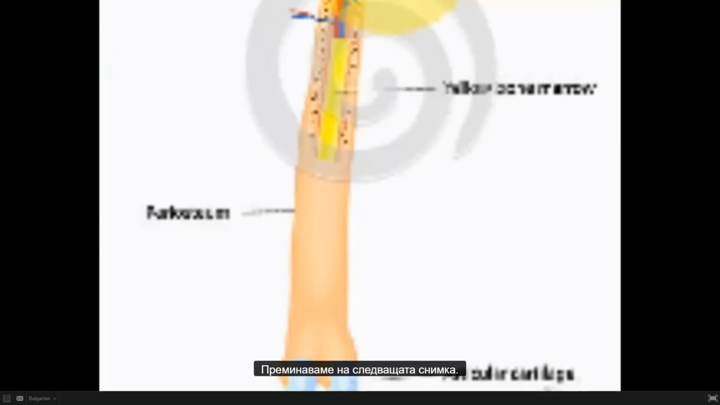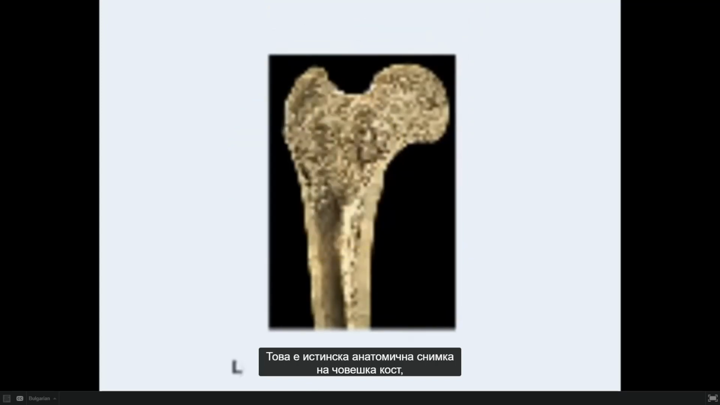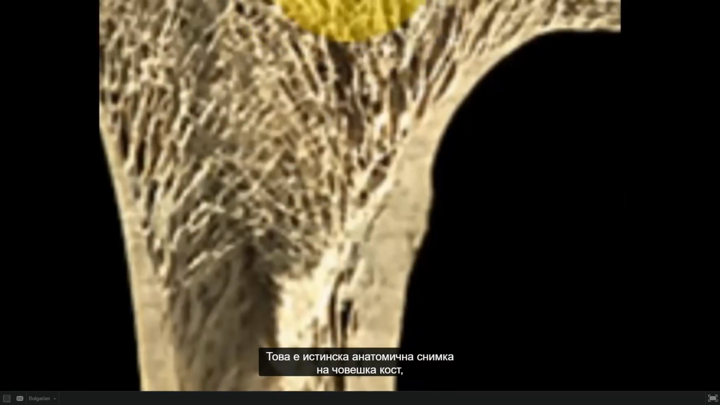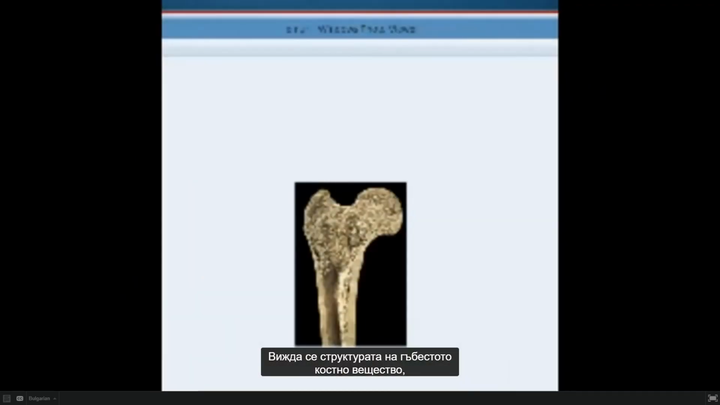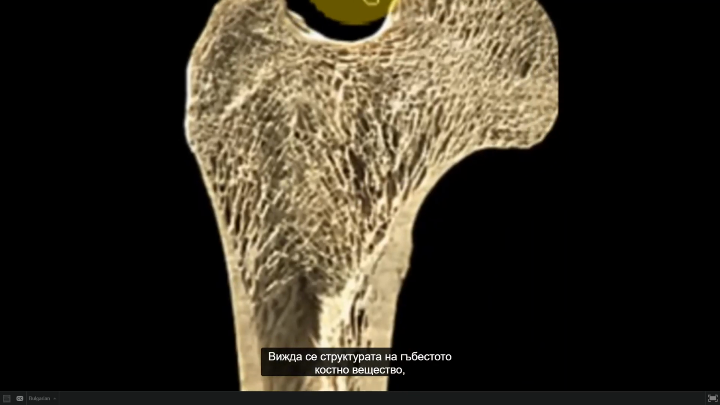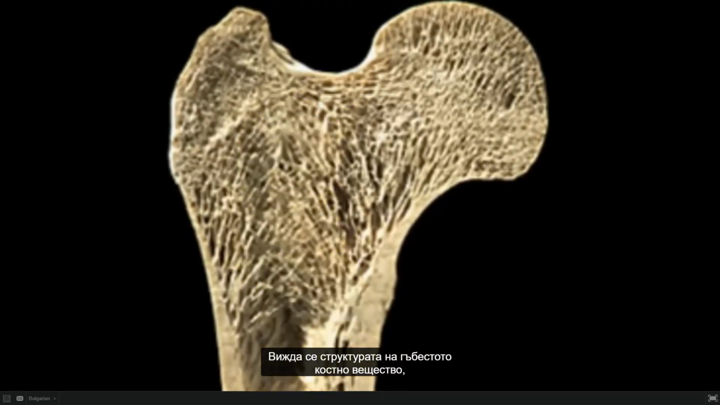Okay, then I go to the next picture. Actually, this is an anatomically real picture of the human bone, just cut in the middle, and you are able to see all the structure of the spongy bone.